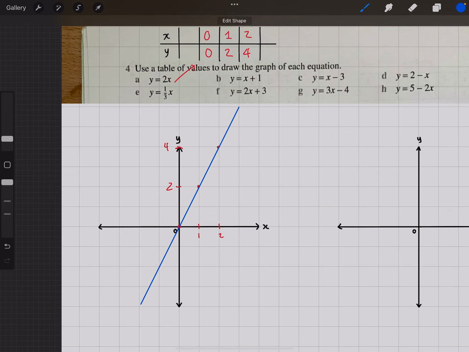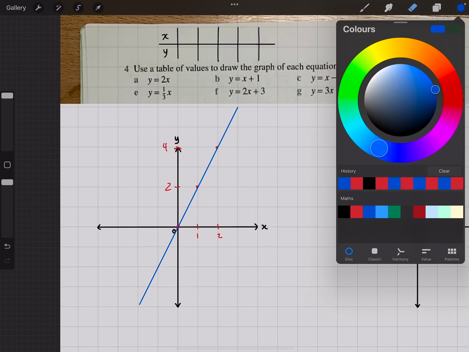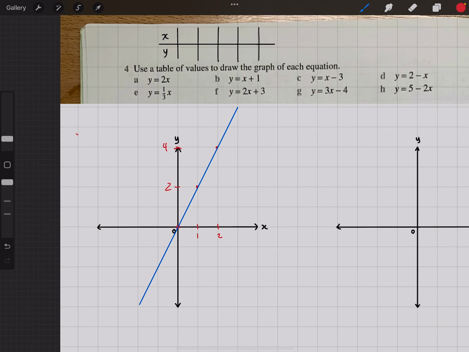There you go, done. Let's do the next one. I'm gonna rub this out. Okay, we're doing question B now. So this is question A, this is question B.